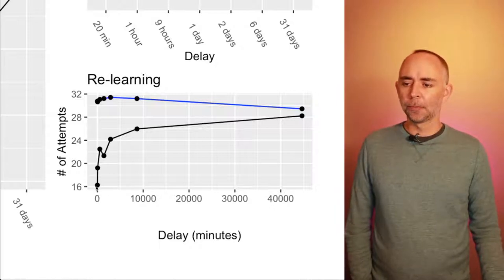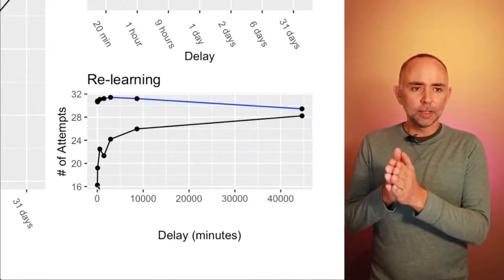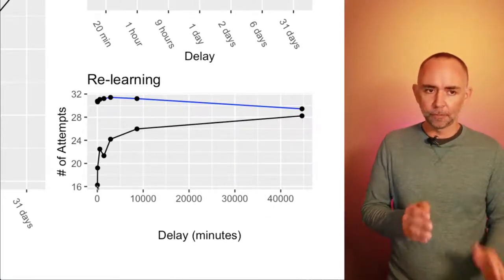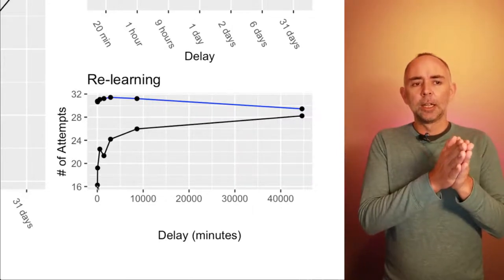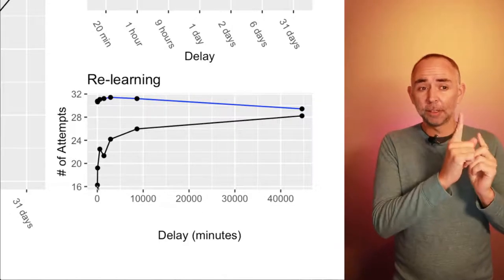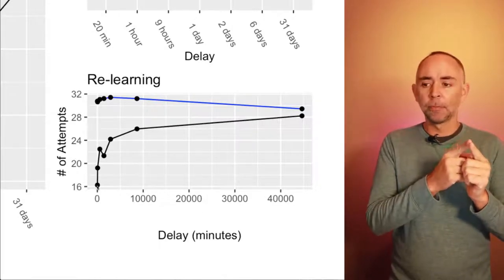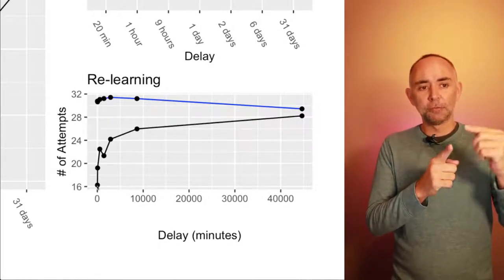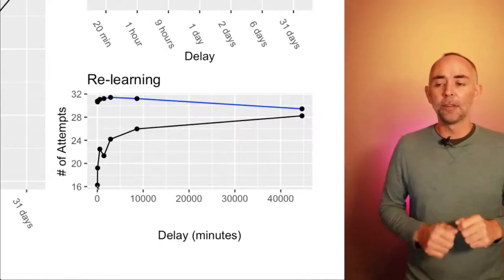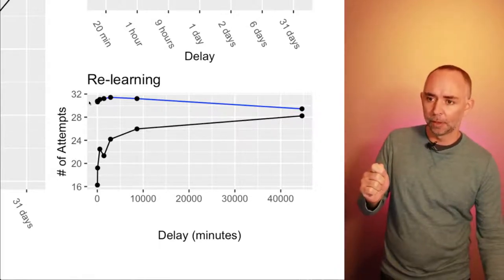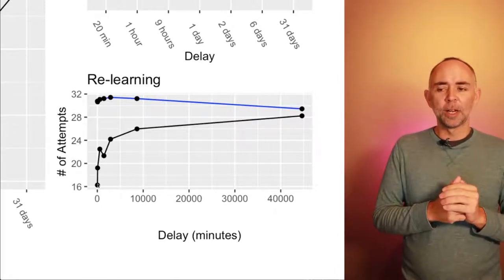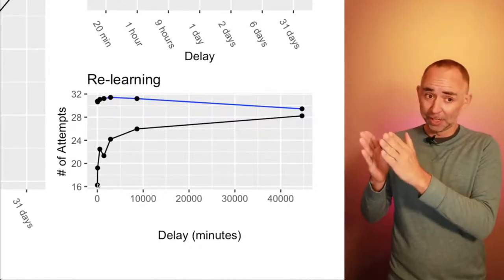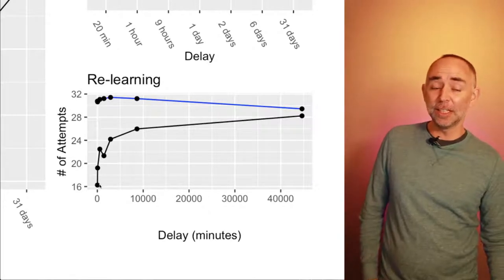So for example, when you learn the list, and again, it took 30 times, and then you wait 20 minutes, that's this first dot right here. If you wait 20 minutes, what happens? Can you recite the list perfectly after 20 minutes? Nope. In fact, you need to relearn the list a bunch of times before you can recite it perfectly again. However, the first time you did that took 30, that's up here, and after the delay, look what happens. It doesn't take 30 times again. You already did it one time, 30 times. The second time, it only takes you 16 times.